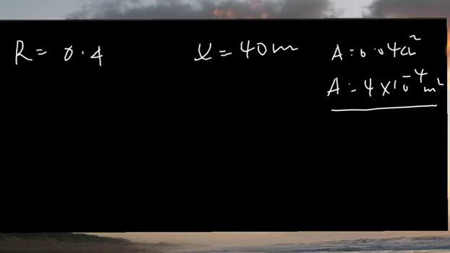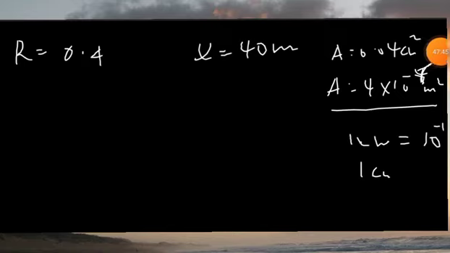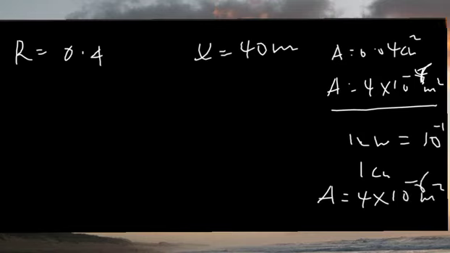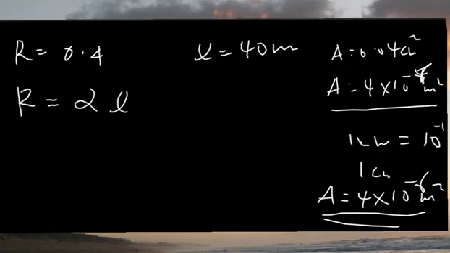1 centimeter equals 10 to the power minus 2 meters. So 1 centimeter squared is 10 to the power minus 4 square meters. So the area, 0.04 centimeter squared, equals 4 times 10 to the power of minus 6 square meters. To find the resistivity: resistance equals resistivity times length over area.